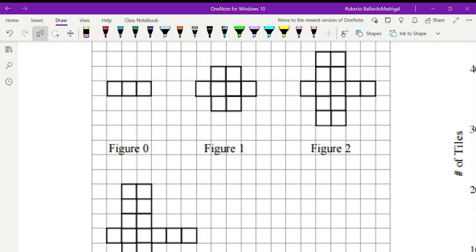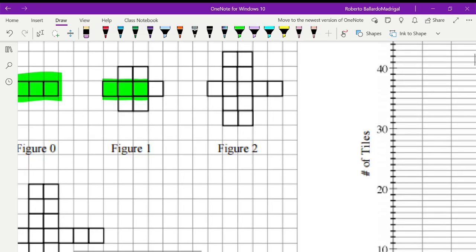Does that make sense for you guys? So we're adding 5 new blocks to the next figure, but where are we placing the 5 new blocks? Well, let's look at figure 1. So originally figure 0 was 3 blocks. If we look at figure 1, you still have the 3 blocks from figure 0. So where are we placing the new blocks?